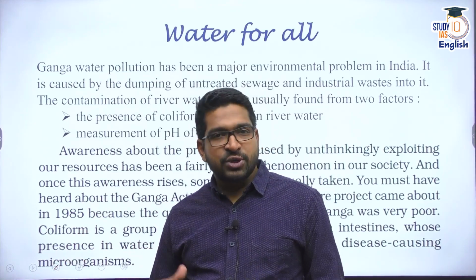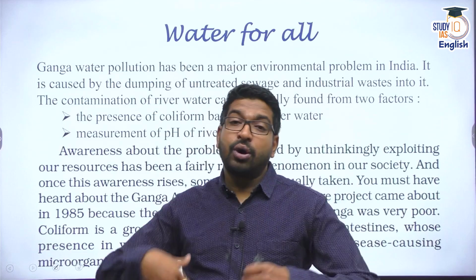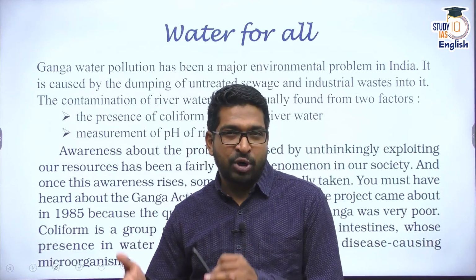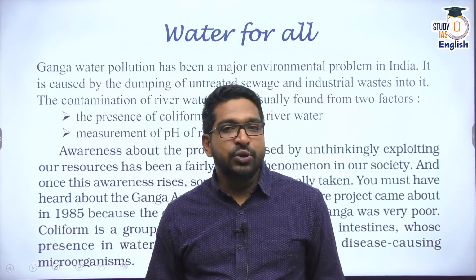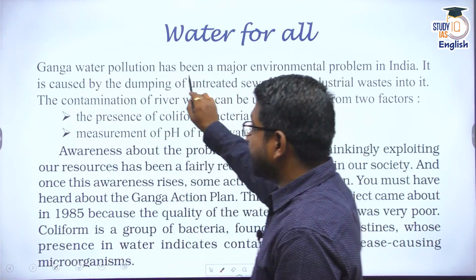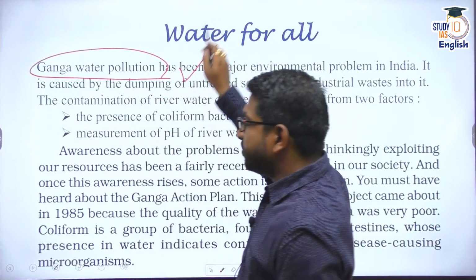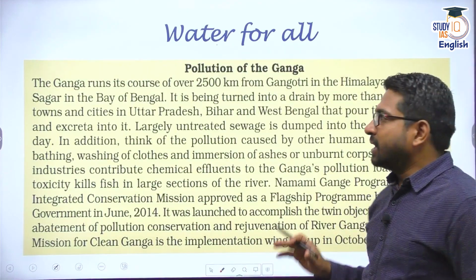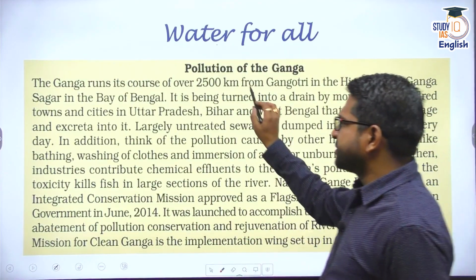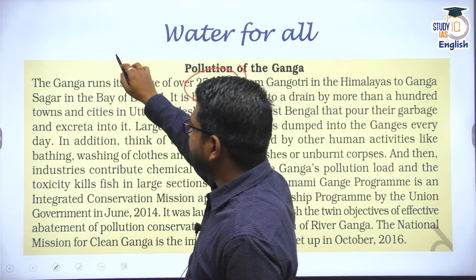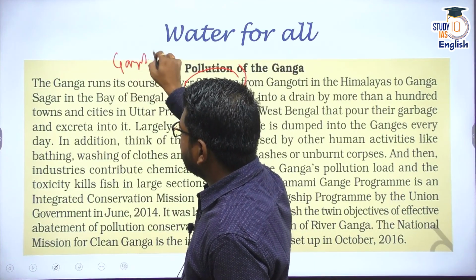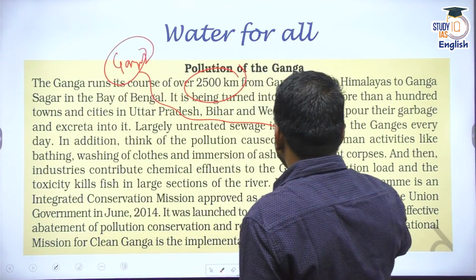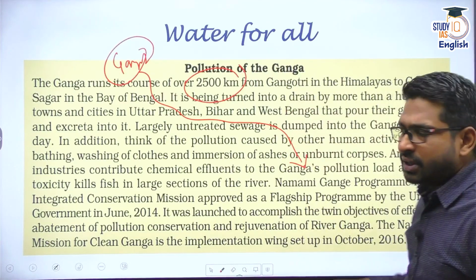And whatever fresh water sources we have, be it underground water or the surface water, which is rivers, lakes, ponds, etc., they are getting polluted. One of the classic examples is the Ganga water pollution. Now, the Ganga water pollution has been a major problem. Ganga runs its course for about 2,500 kilometers, starting from the Gangotri. It moves through multiple states and ultimately drains into the Bay of Bengal.